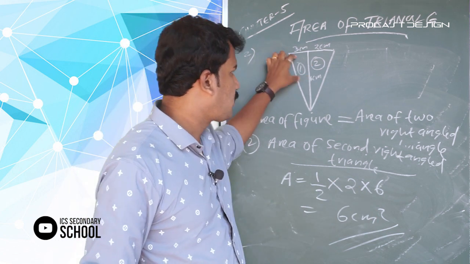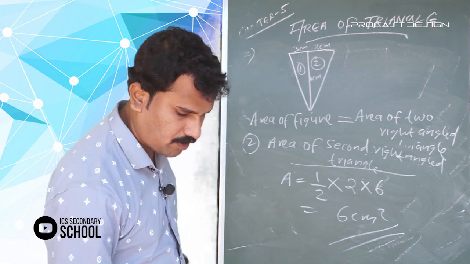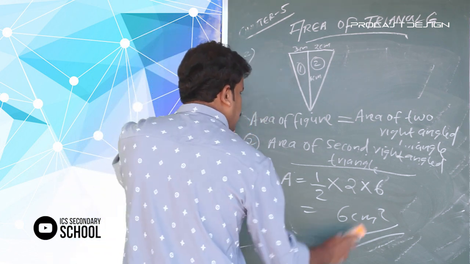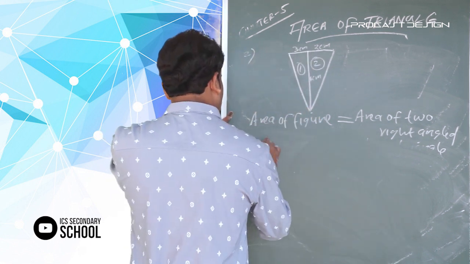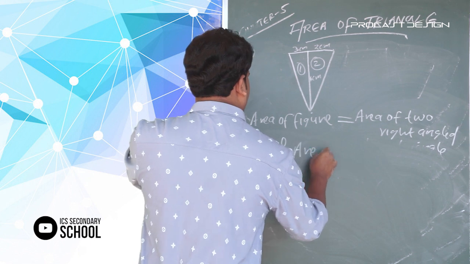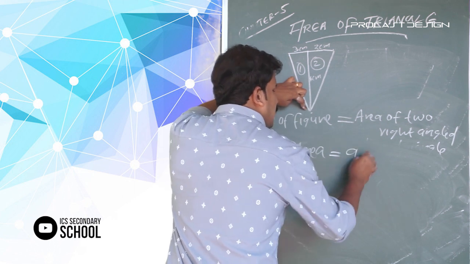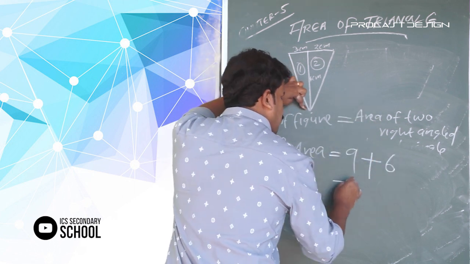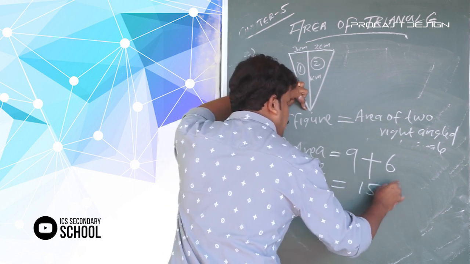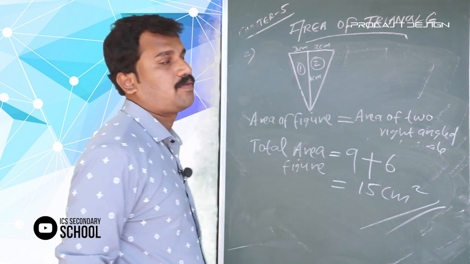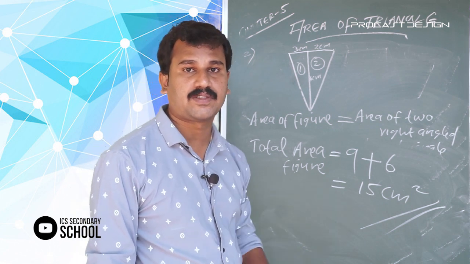So the area of the first right angle triangle we have calculated, and the area of the second right angle triangle is 6 centimeter square. Then the total area of the figure equals the area of the first right angle triangle, 9, plus the area of the second right angle triangle, 6. That is 9 plus 6, which is 15 centimeter square.